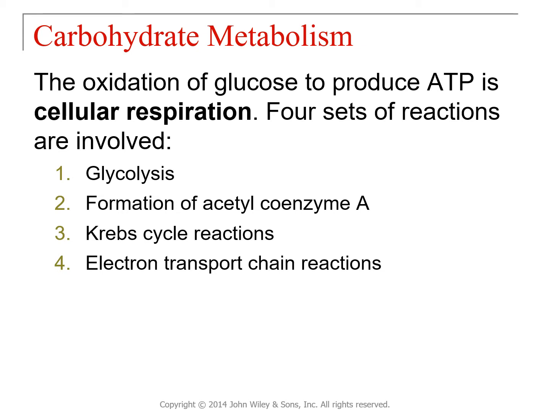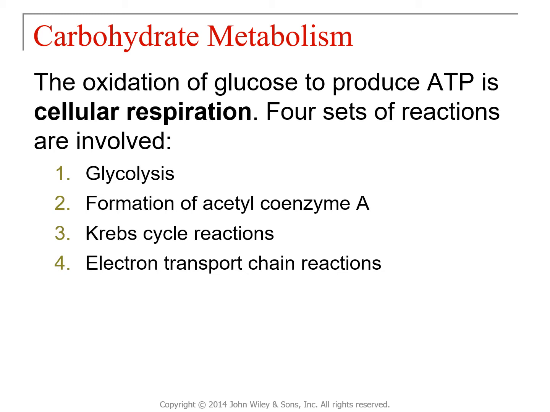So the oxidation or the breakdown of glucose to produce ATP occurs in processes collectively called cellular respiration. This involves 4 sets of reactions in your cells, beginning with glycolysis, followed by formation of acetyl coenzyme A. Acetyl coenzyme A then enters a series of reactions collectively called Krebs cycle. And finally, the products from glycolysis, formation of acetyl coenzyme A, and Krebs cycle enter the electron transport chain where most of the ATP is produced.